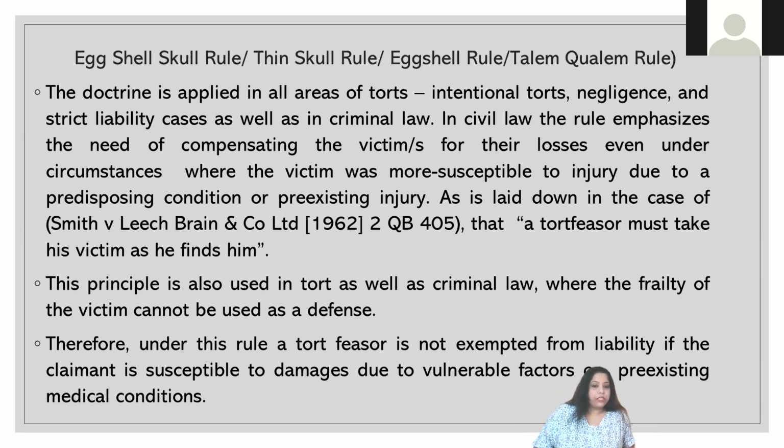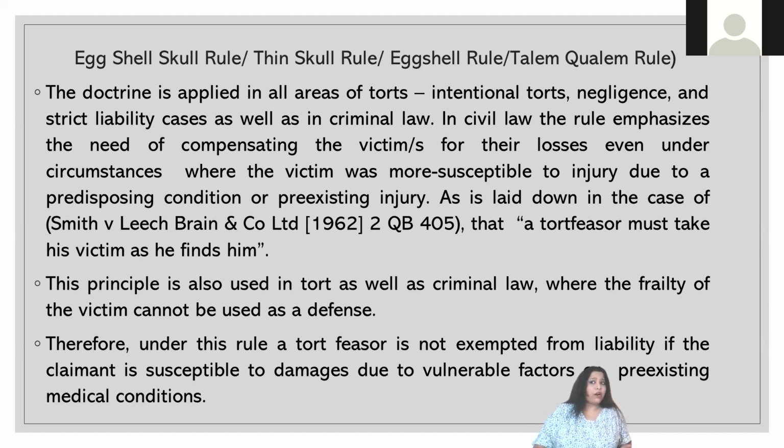So here, the principle is also used in tort. Which principle? The egg shell skull rule is used in tort as well as criminal law with the frailty or the vulnerability. What is frailty? The weakness. The frailty of the victim or the vulnerability of the victim cannot be used as a defense. Therefore, under this rule, a tortfeasor. Who is a tortfeasor? The one who commits the tort. What is a tort? Tort means a civil wrong.